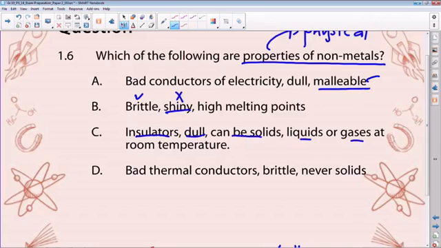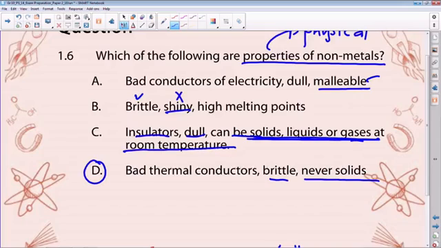Let's check. They say here bad thermal conductors. In other words, they are insulators. They are also brittle, and they say here they are never solids. Most of them are gaseous substances, as we have seen. So, which means indeed D becomes the correct answer. I think in this case it says that they can be in any one of these three at room temperatures, which is not true. Most of them actually are gases. And if you check from the periodic table, most of them are never solid at room temperature. So I think the catch there was at room temperature.